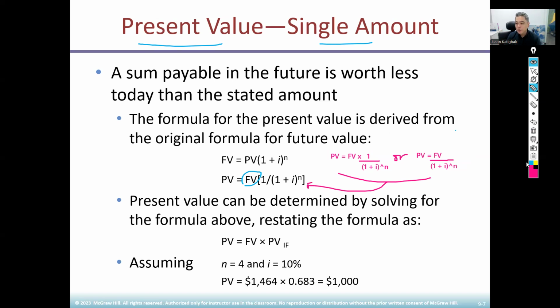So right now, what do we have? It's 1,464.10, as we know from our previous calculation, multiplied by 0.683, which is actually 1 plus i, which is 10%, to the fourth power. So that's why we got that one.